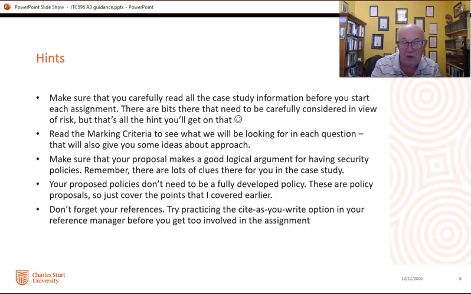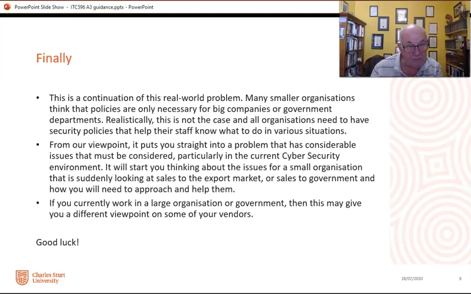As I said before, try practicing that cite as you write option in your reference manager before you get too involved in your assignment, because it is going to make your life considerably easier.